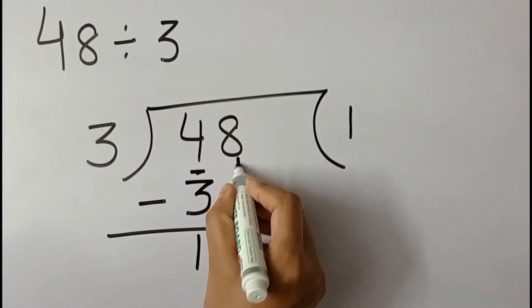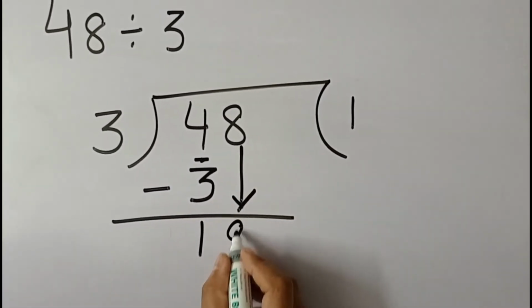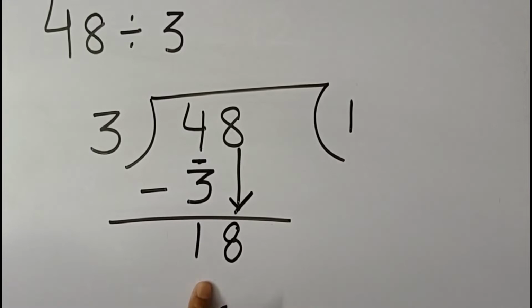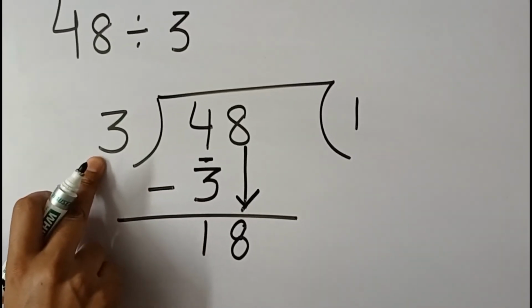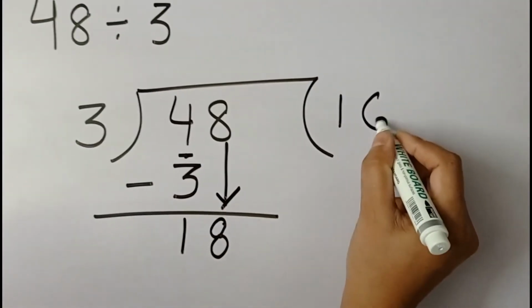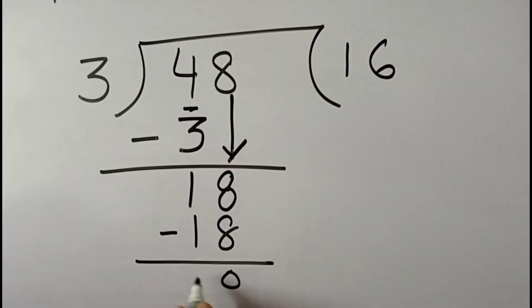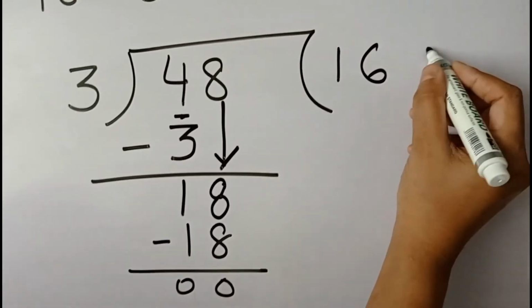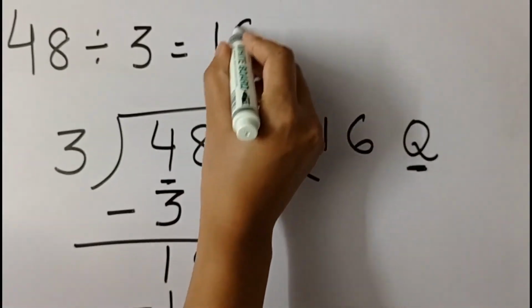Now, this 8 is brought down by a lift and it comes here. It becomes 18. Now we will see if 18 is there in 3's table. Is it there? Yes, it is there. 3 6s are 18. Now we get 16 as our quotient.